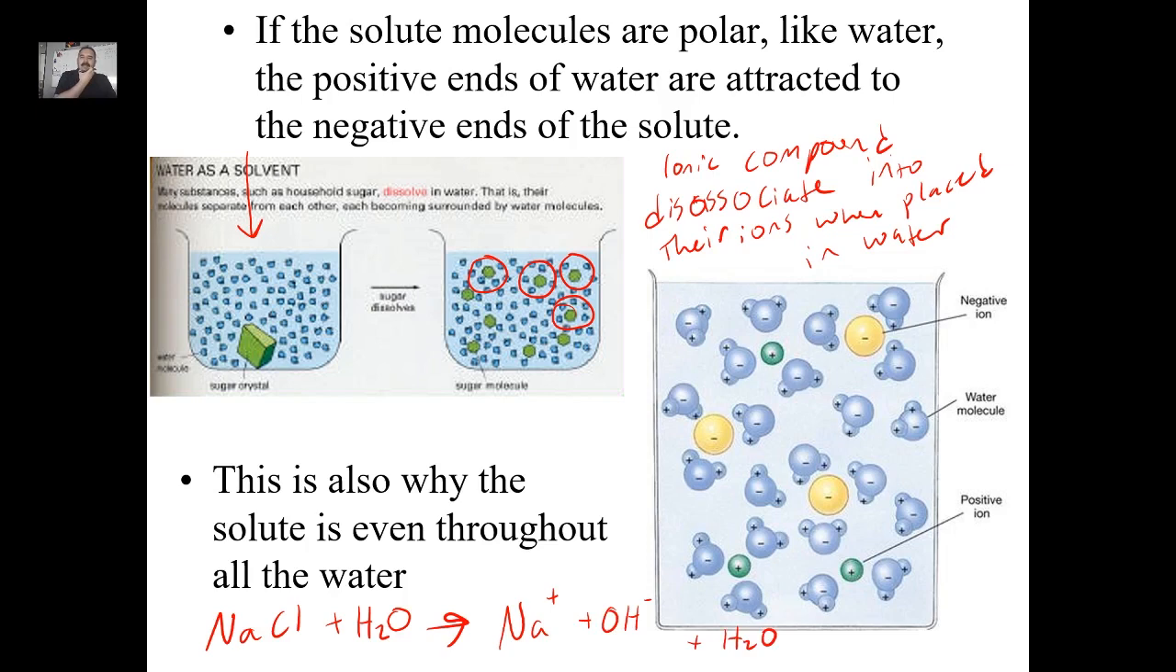So ionic compounds, we'll come back and talk about ionic compounds later. But ionic compounds, when placed in water, are always going to dissociate. So over here, you see the negative side, the oxygen, that's surrounding the positive ion. And then over here, you see the positive side surrounding the negative ion. And that's how they get ripped apart.